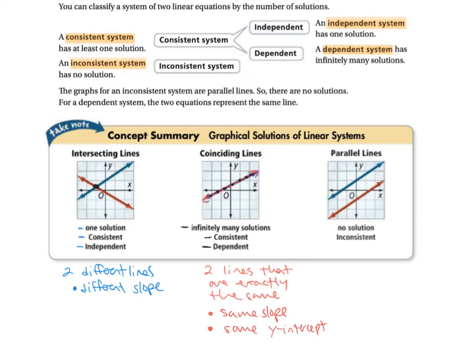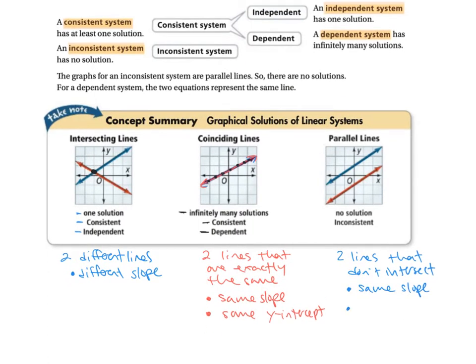And then our third case, parallel lines, is two lines that never touch. Two lines that don't intersect, or parallel lines, will always have the same slope, but they are two different lines, so they're going to have different y-intercepts. And we call that no solution. It has no solution because the lines never touch. They have no point of intersection. And we also call it an inconsistent system because that is the word we're going to use for no solution.